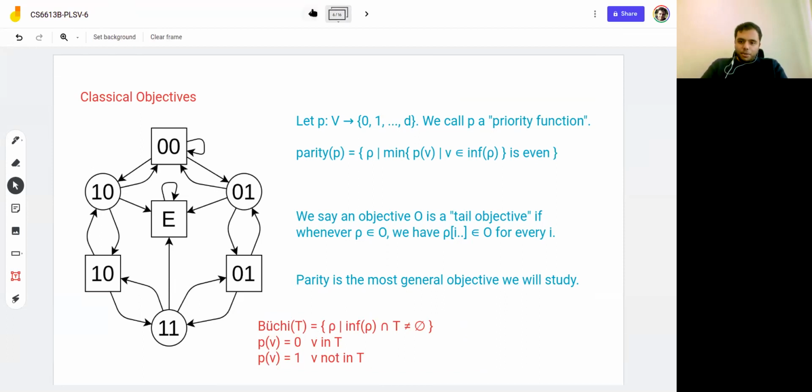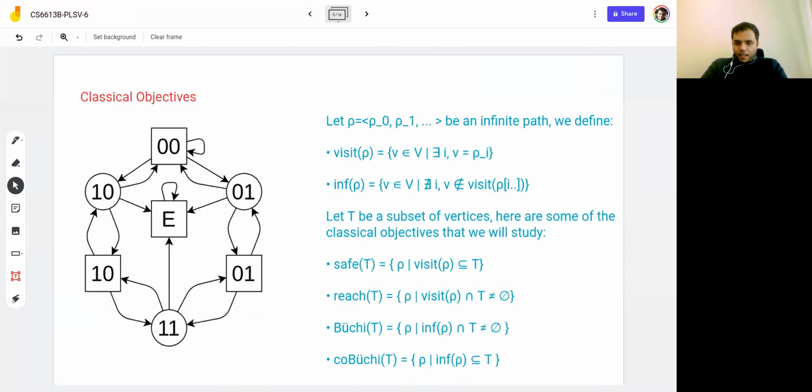So let's go back to Ko-Buki. So the idea of Ko-Buki was that we have a set T, and we want to make sure that we go outside of T only finitely many times. So we want to make sure that every vertex that is visited infinitely many times is in T. Or in other words, we want to make sure that the vertices that are outside of T are seen only finitely many times, or we want to make sure that there is some point from which we will not see anything outside of T anymore.